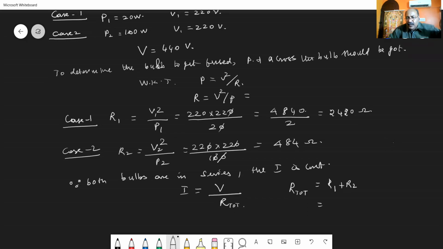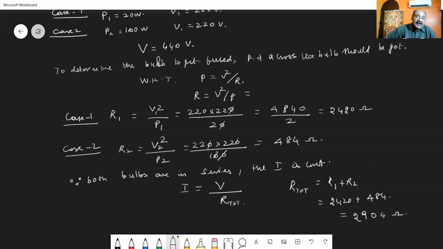What is R1? 2420. What is R2? R2 is 484. Adding these two, 4 plus 4 is 8, 2 plus 8 is 10, and so on. So 2904 ohms is the total resistance.